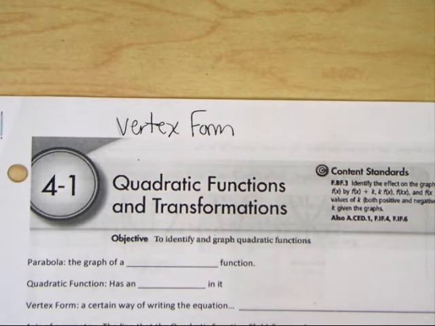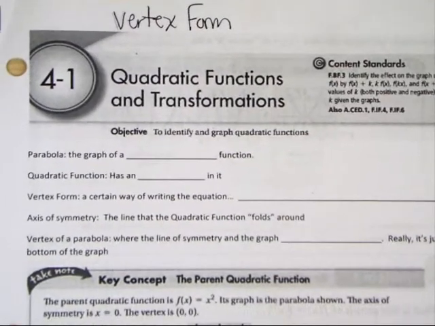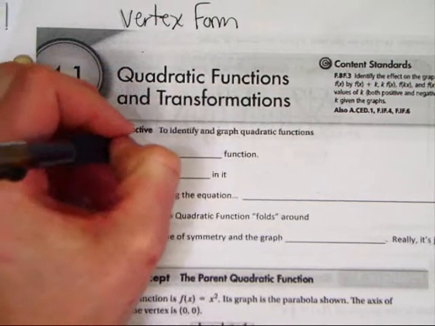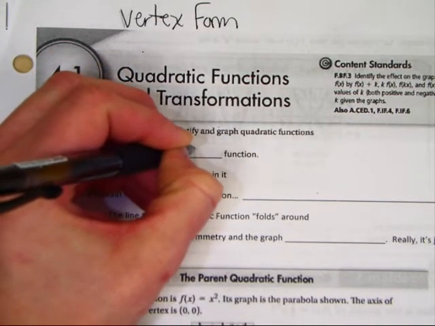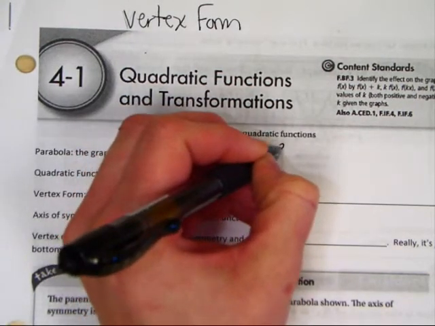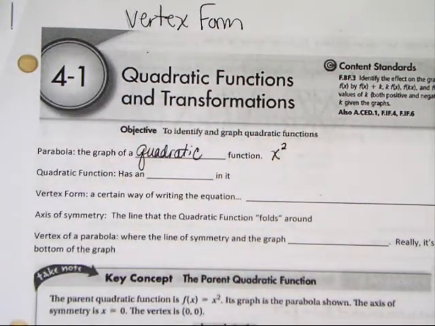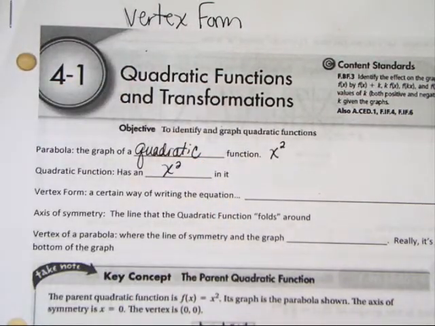Now the good news is parabolas are going to behave a lot like absolute value problems behaved, where you have a vertex to start with. So let's talk about what a parabola is. A parabola is the graph of a quadratic function. Now you might say, well, what's a quadratic function? It's something that has some type of x squared in it. And that is the next fill in the blank. Has some type of x squared in it.